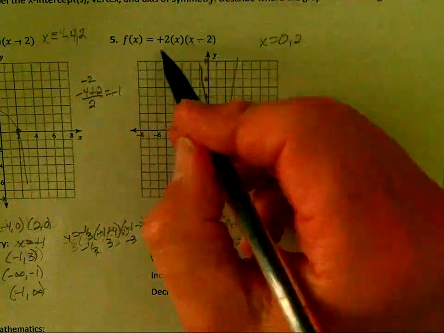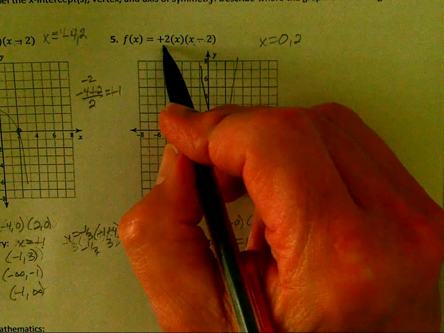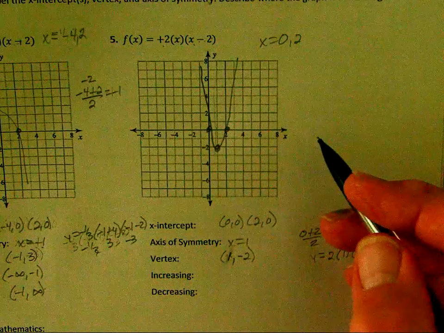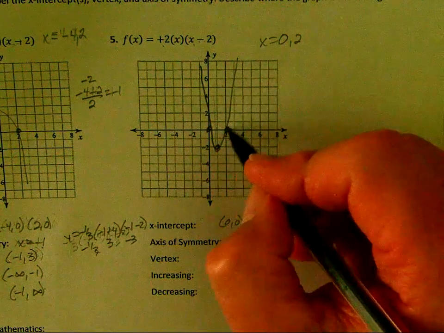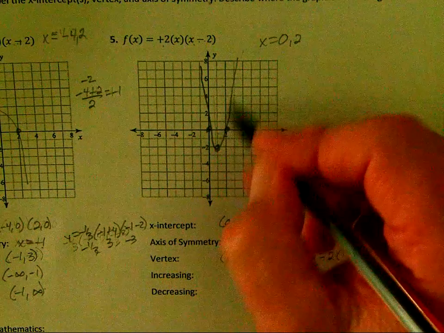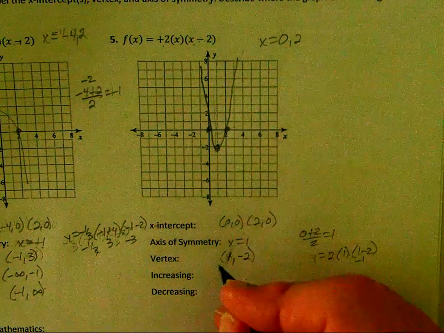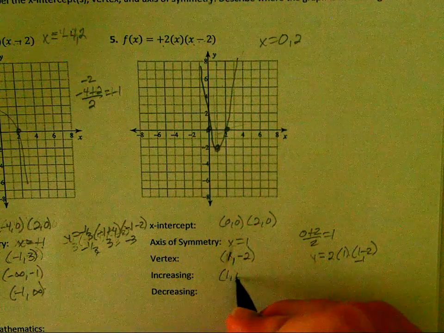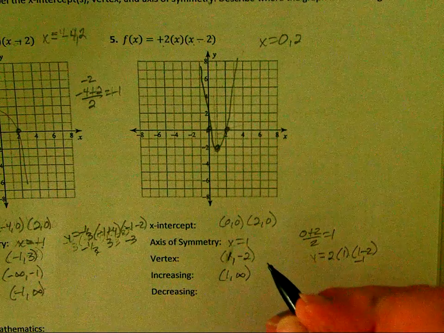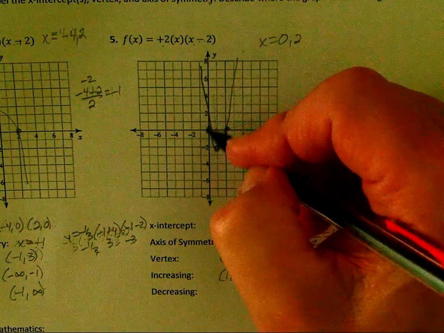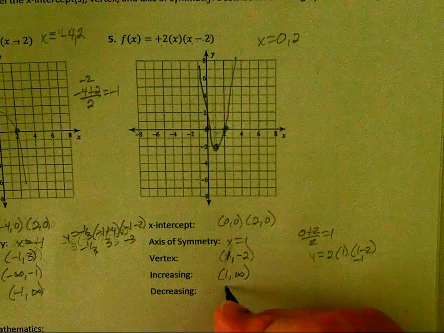Again, it opens up. You see our A was positive, so it should open up, and it did. Now this is increasing here on the right side because it's got a positive slope over there. Well, that's from x equals 1 to infinity. It's decreasing over here on the left side, so that's from negative infinity to 1.